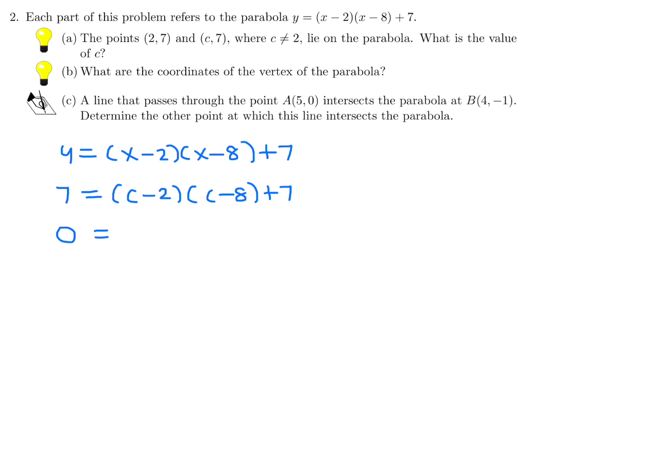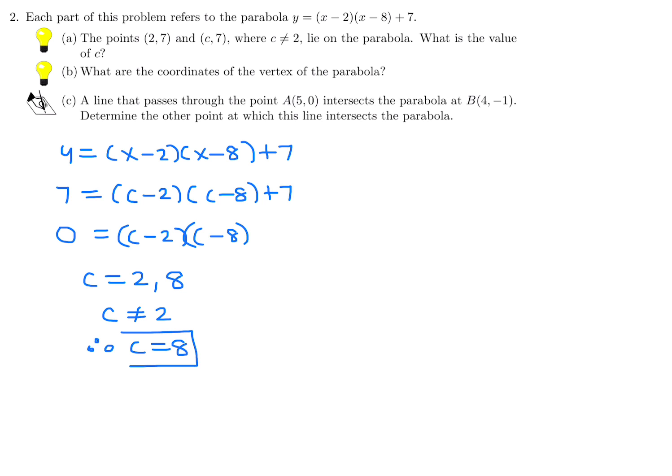So 7 is equal to (c minus 2) times (c minus 8) plus 7. Subtract 7 from both sides, and I get 0 equals (c minus 2) times (c minus 8). And therefore c is equal to 2 or 8. But they're telling me that c is not equal to 2, therefore c can only be equal to 8. So that solves part A.